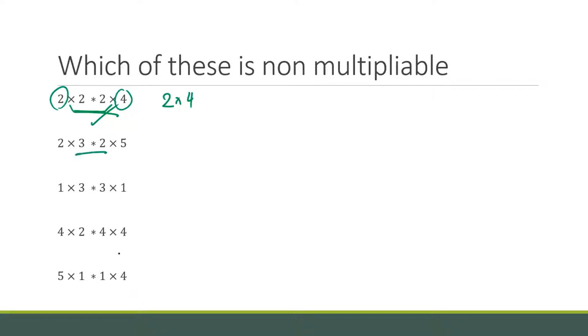This one, 3 and 2, they're not the same. This is not multipliable. Now 1 by 3 and a 3 by 1, hey, look at that. That is multipliable. These two numbers are the same. And the resultant matrix, by the way, will be a 1 by 1. It's getting a 1 from here and a 1 from here. A 4 by 2 and a 4 by 4. These are not the same, so therefore it's not multipliable.